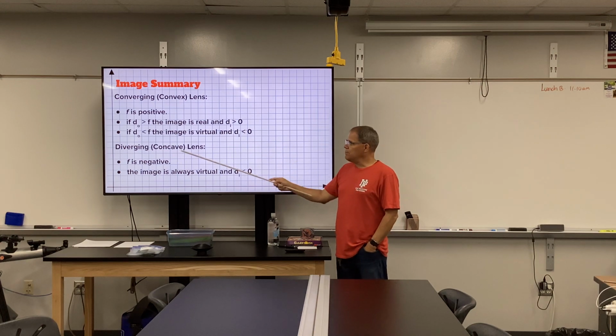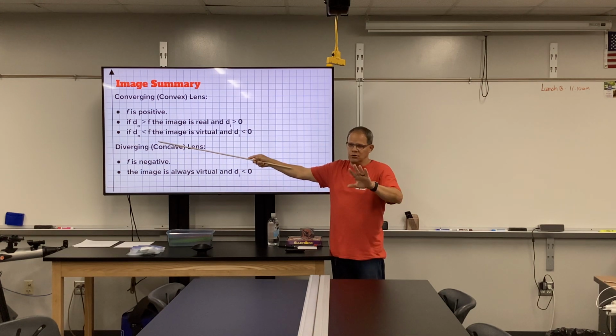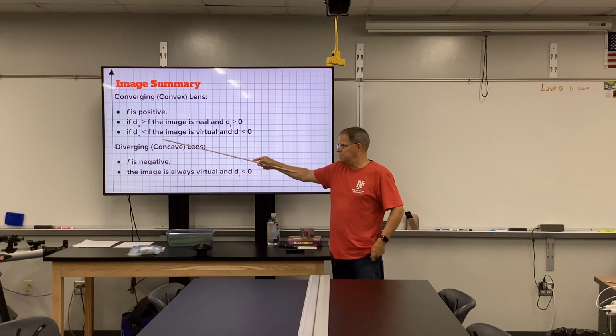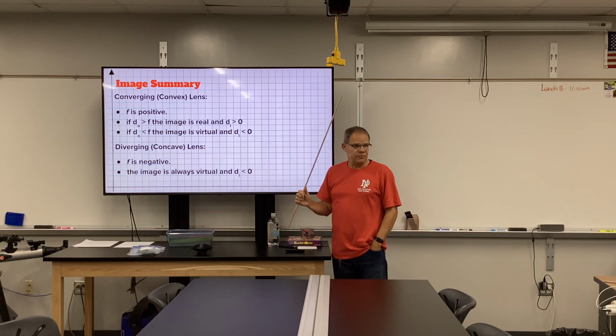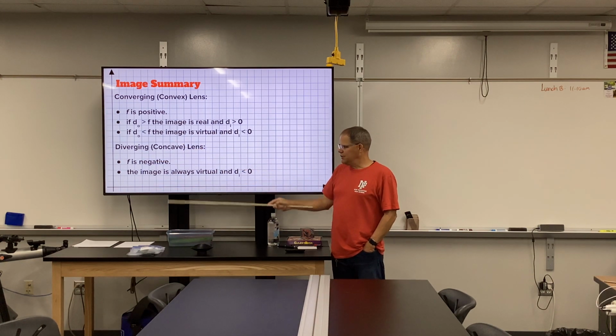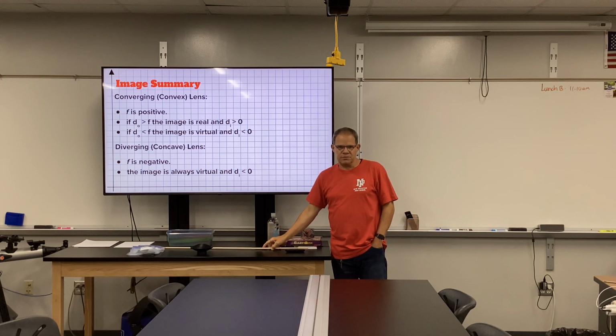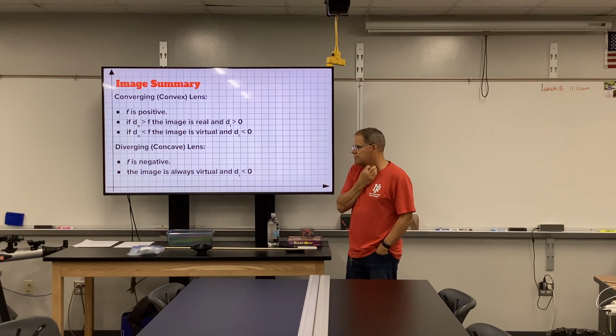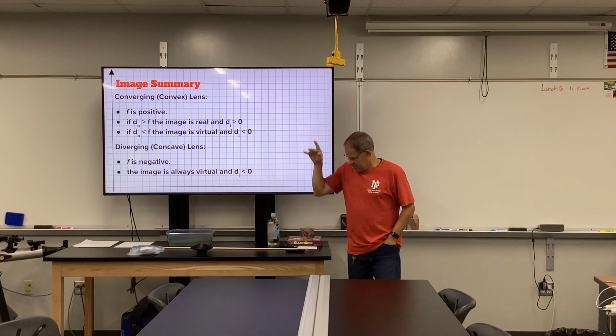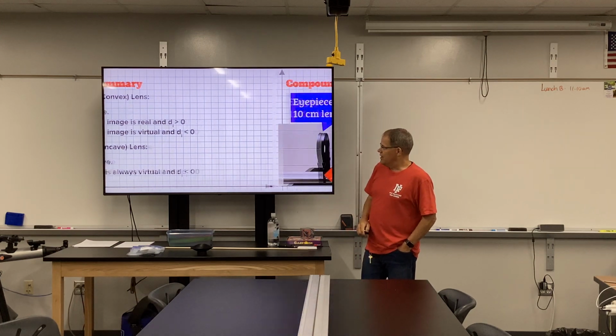And if you were solving a problem with a diverging lens, which we're not doing, but if you were, the only change you would make is that f is negative. And because f is negative, every image is virtual. You cannot get a real image from a diverging lens. Okay? All right, so that's kind of the summary of the images.